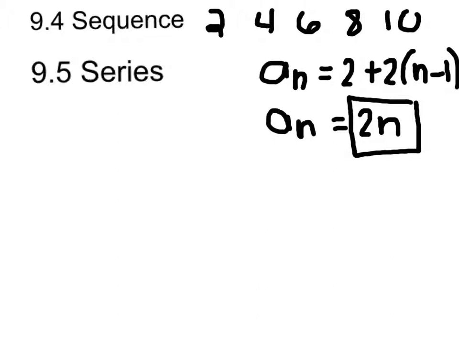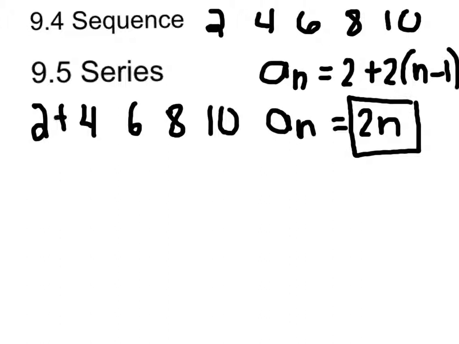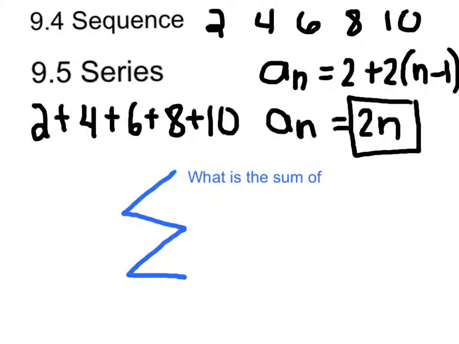The difference between a sequence and a series is a series has a sequence of numbers, but it adds them up. So the question might change. Instead of saying what is the first 5 terms, it might say what is the sum of the first 5 terms. They use new notation. This symbol is a summation symbol, and when you see this symbol, you should think of it as saying, what is the sum of? And then it will have an equation. Like for this problem, the equation is 2n.